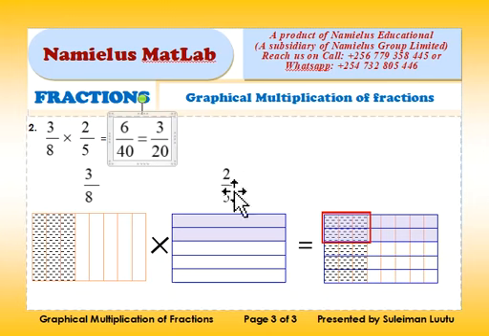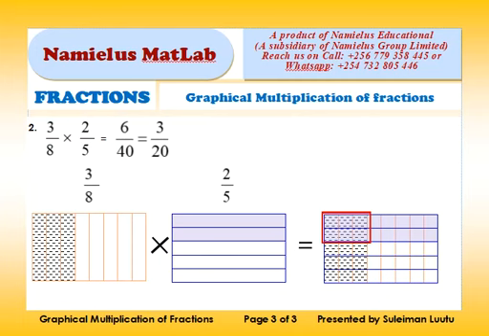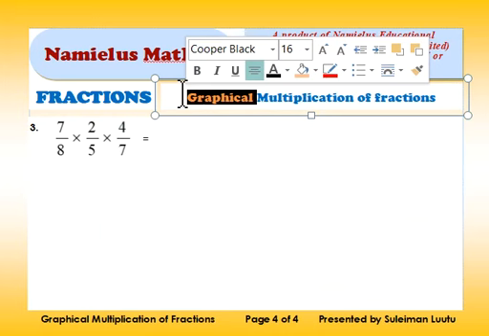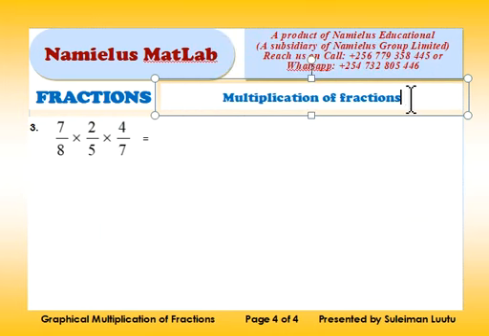So that is the answer for 3/8 times 2/5 using the graphical method. That is how we can achieve it. Number 3 is a two-stage method whereby we are going to look at the first 2, and then what we get shall be finally dealt with, as we are going to see.